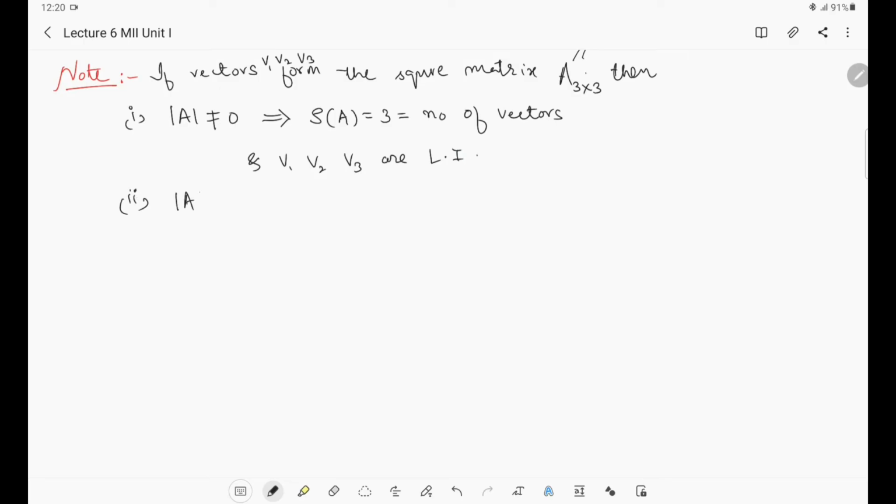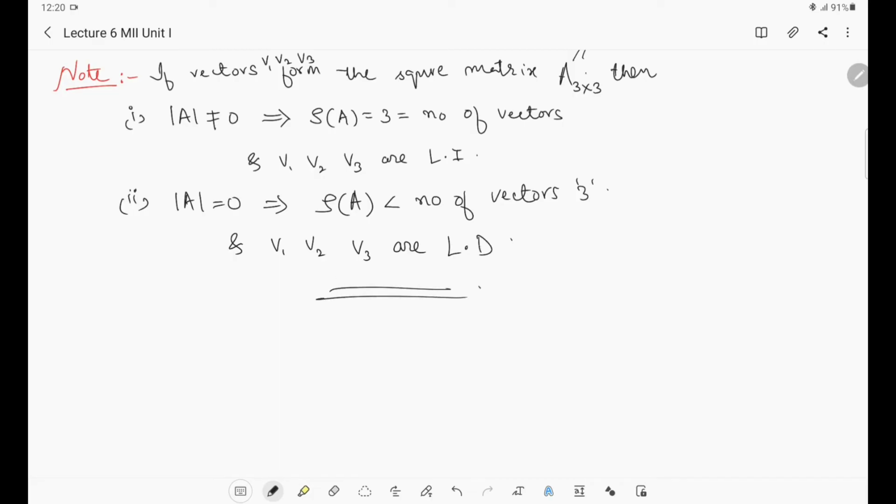The second case: we find the determinant. If the determinant is equal to 0, then rank of A will be less than the number of vectors, which is 3. And these vectors v1, v2 and v3 are linearly dependent. So the easiest way to check whether the given vectors are linearly dependent or independent, if these vectors form a square matrix, is to find the determinant. If the determinant is not equal to 0, obviously rank will be equal to the number of vectors and the vectors become linearly independent. If the determinant is equal to 0, then rank will be less than the number of vectors and the vectors will become linearly dependent.